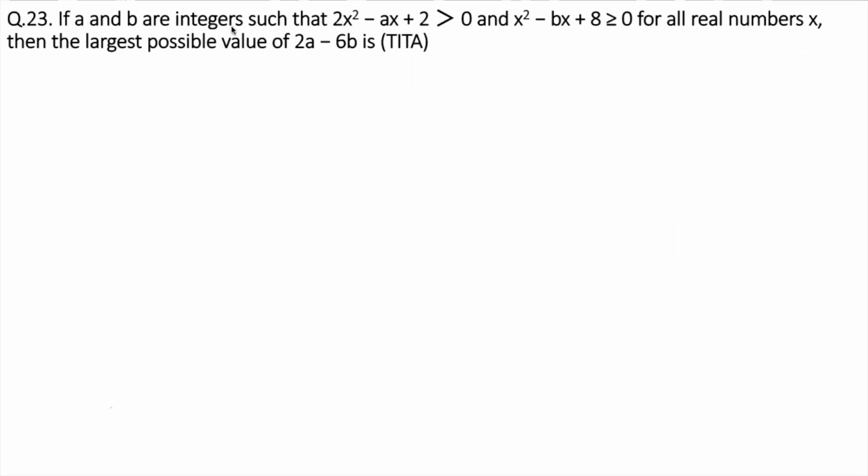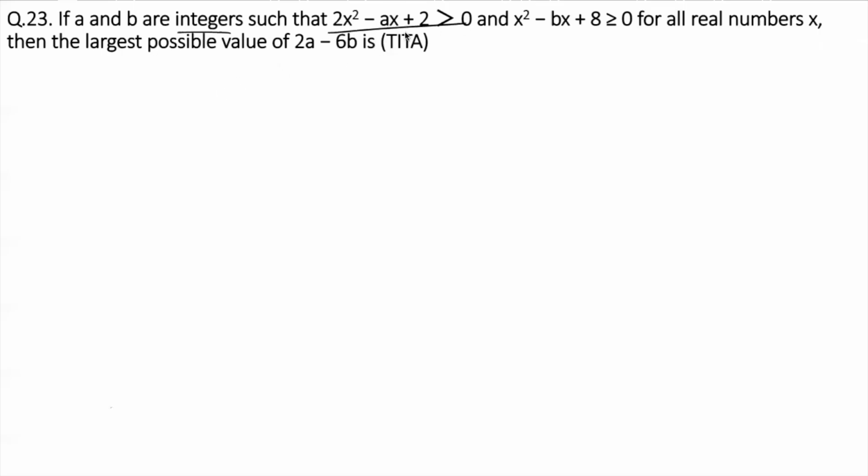Okay, if a and b are integers such that 2x² − ax + 2 > 0 and x² − bx + 8 ≥ 0 for all real numbers x, then the largest possible value of 2a − 6b is. So it's a type-in-the-answer question.